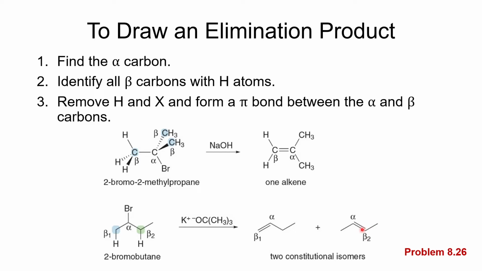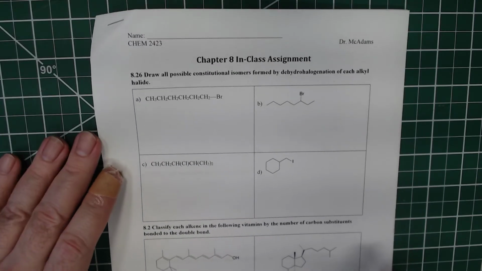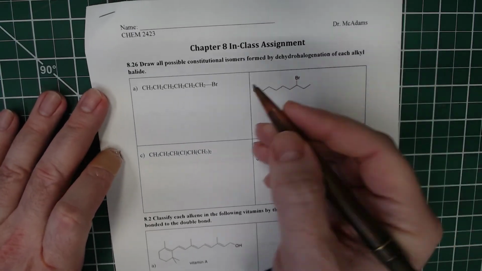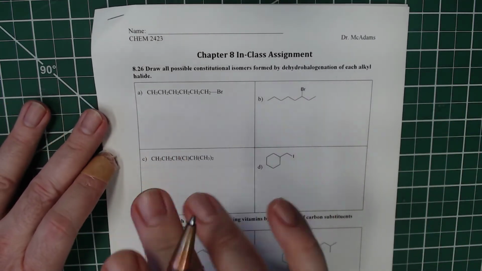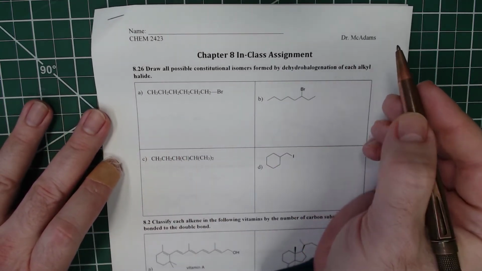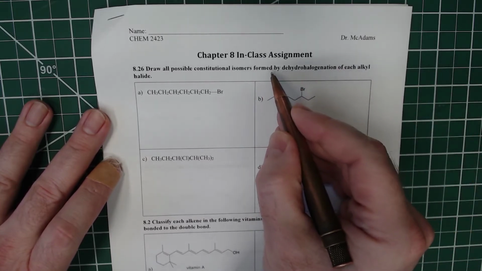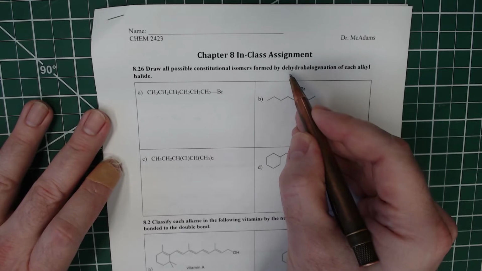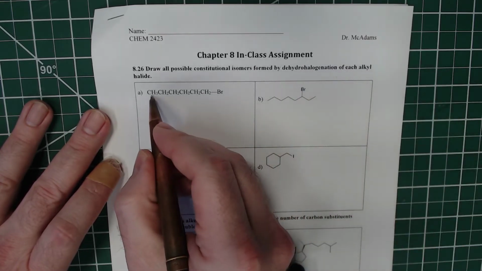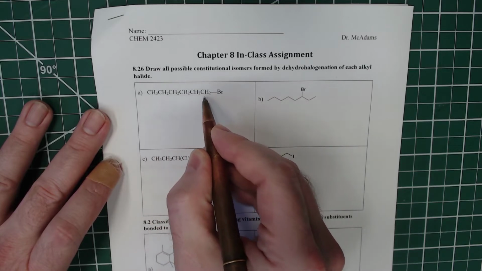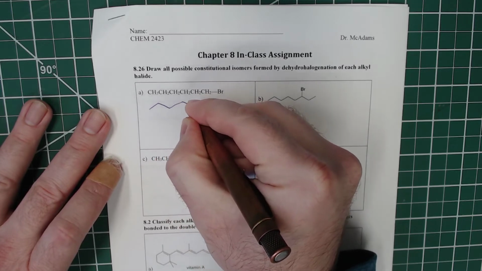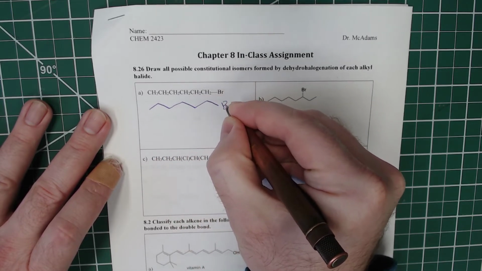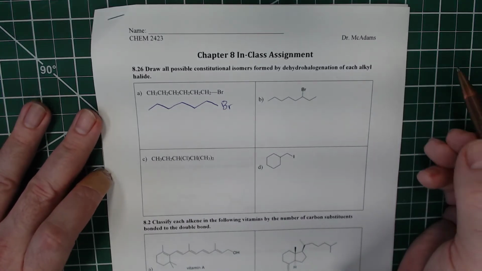So let's look at number 26. This one is pretty straightforward. So here is number 26. Draw all possible constitutional isomers. We're ignoring stereoisomers at this point. We will pay attention to stereoisomers a little bit later, but for now we are ignoring those. So all the possible constitutional isomers formed by dehydrohalogenation of each alkyl halide. So we'll count 1, 2, 3, 4, 5, 6 carbons and bromine. So I'm going to redraw 1, 2, 3, 4, 5, 6. And then that is the bromine.